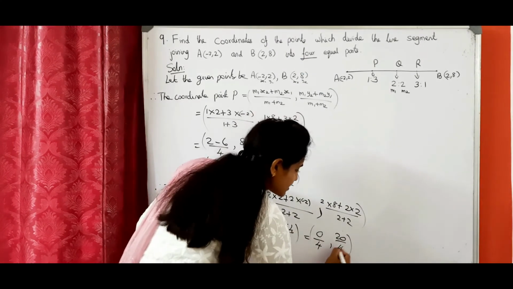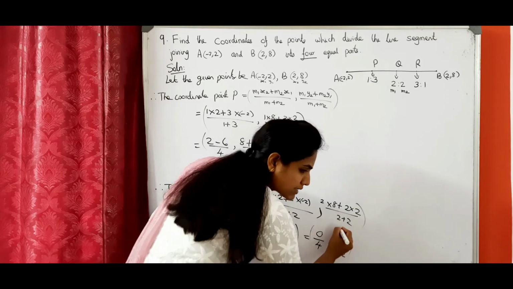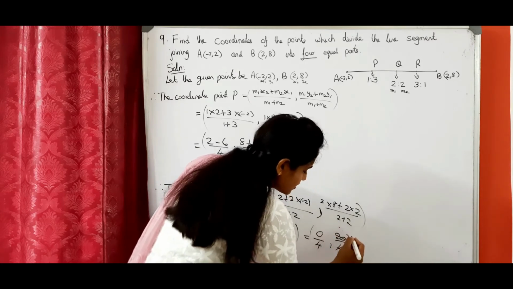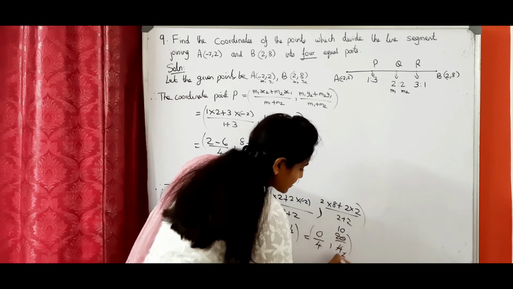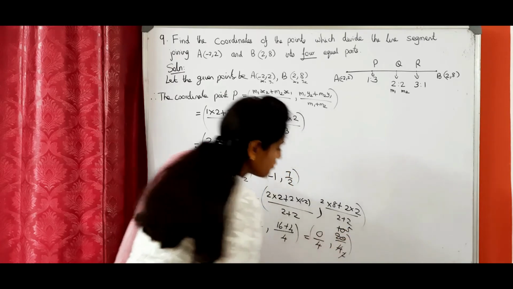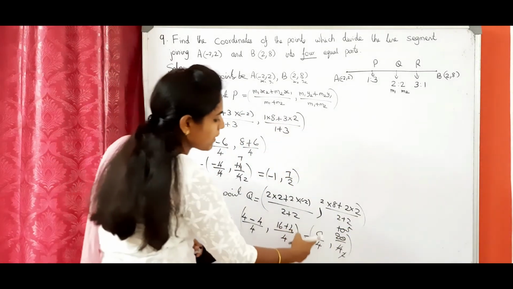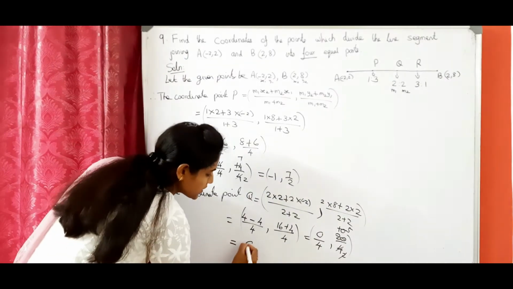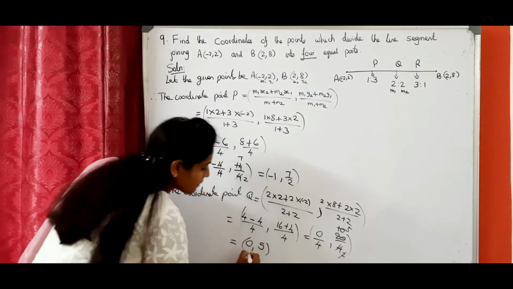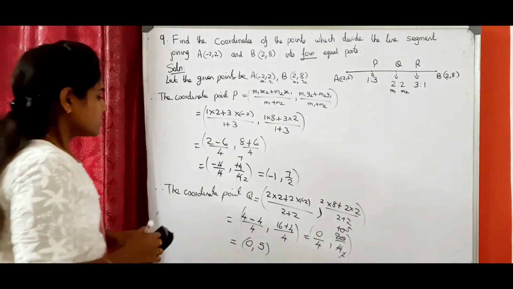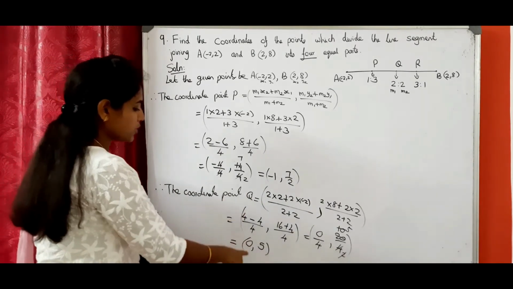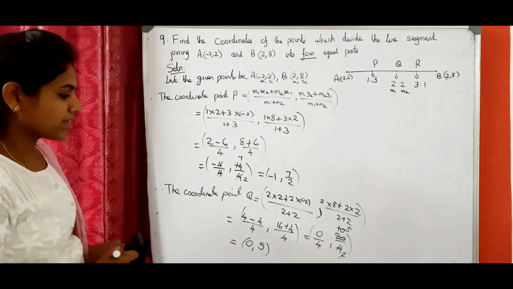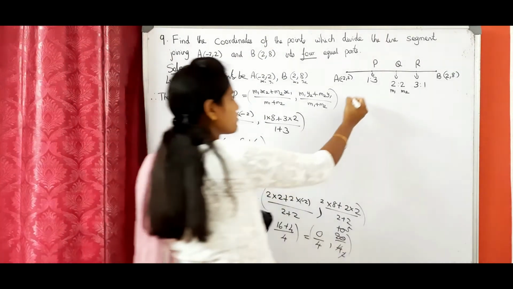20 divided by 4: if we cancel, here 2 and here 10, again we can cancel in the 2 table, so now it is 5. Here see, 0 by any number is 0. So 0 comma 5. Therefore the coordinate point of Q is (0, 5).